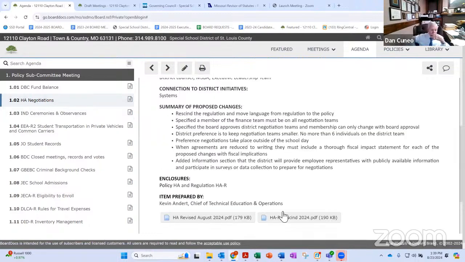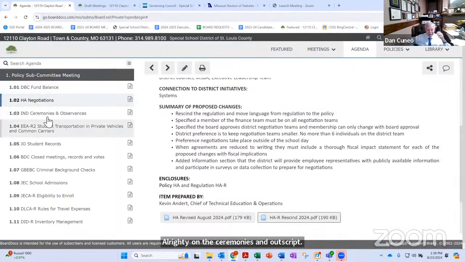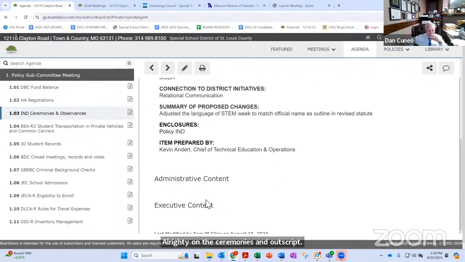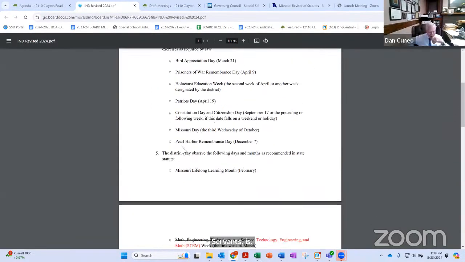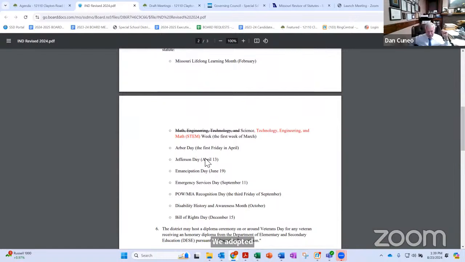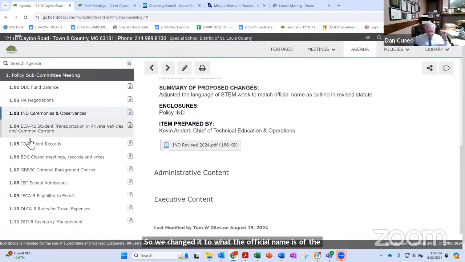Alrighty, on to ceremonies and observances. There was only one minor tweak in here. We adopted the MSBA recommendations, and they had the wrong name for Science, Technology, Engineering, and Math STEM Week. So we changed it to the official name of the observance. Sounds great.